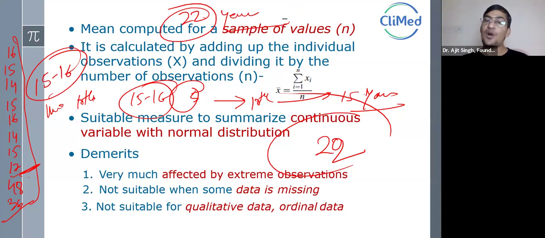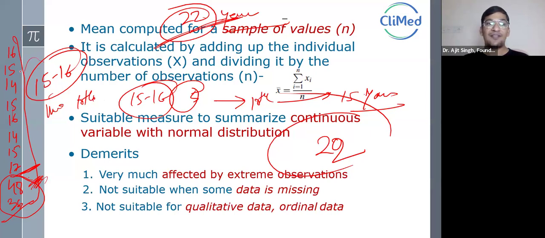Really? Why is it 22 years old? How is it 22 years old? I'll be surprised because I'm considering the entire class. But this is influenced by only these two people. The entire mean age is influenced or affected by these two values. These two values are known as extreme values.